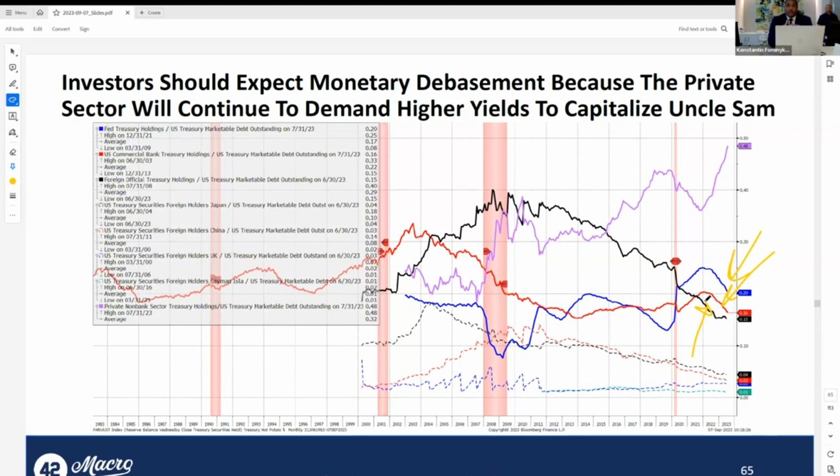And as a function of that lack of demand from the foreign official sector, and obviously layering on the change in monetary policy here in the U.S., the private sector, the purple line, has had to capitalize the government at an accelerating and alarming rate. We've gone from around 36% of total marketable treasury debt outstanding at the end of 2021 to 48% currently. So that's obviously why we've seen treasury yields back up from around 2.5% to north of 4% on the 10-year and north of 5% on the 2-year. So we would expect to see, if our inflation model's right, that the Federal Reserve has a choice to make.